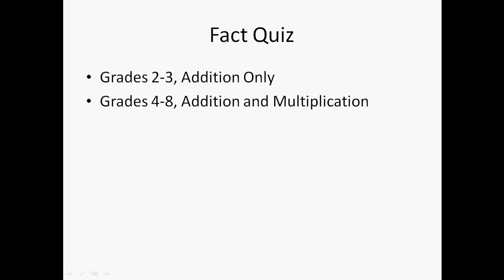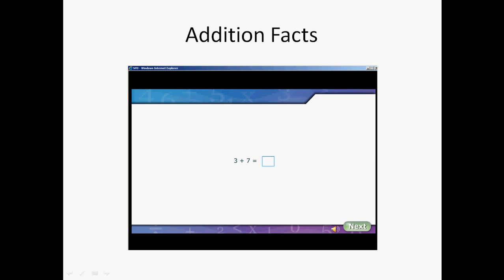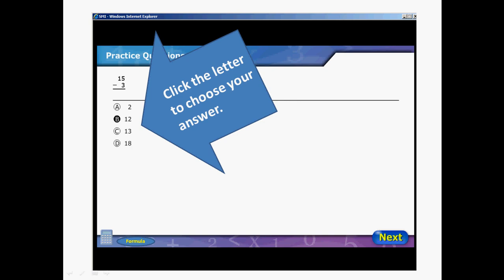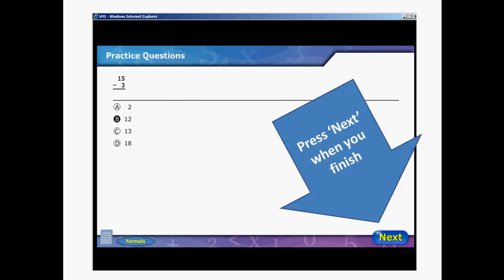The next thing you will have to do is a fact quiz with addition and multiplication on it. Again, it's key that you use that right-hand keypad in order to do your fact quiz. This is part of your grade, so you need to answer these questions quickly and completely. You'll enter your answer using the right-hand keypad and hit Next. The same thing goes for the multiplication facts. For the practice questions, you'll figure out the answer to the question, you will select the correct answer, and you'll click Next.